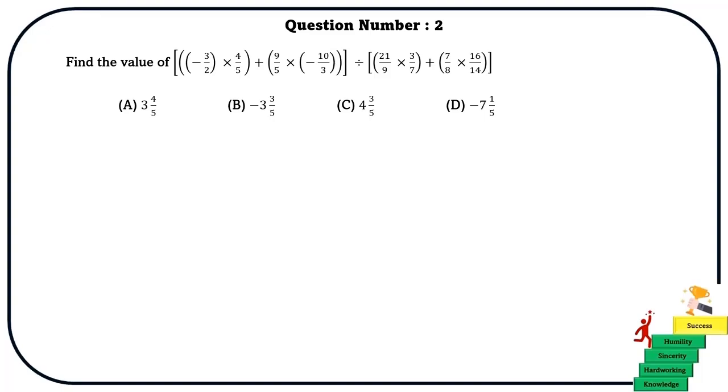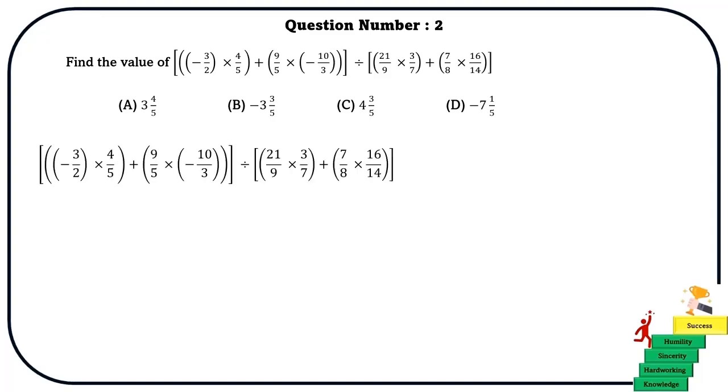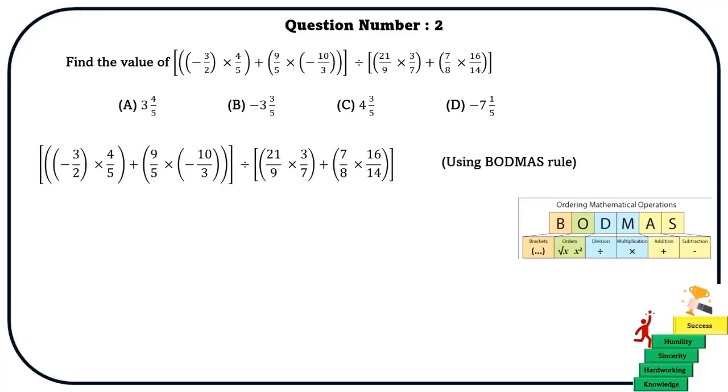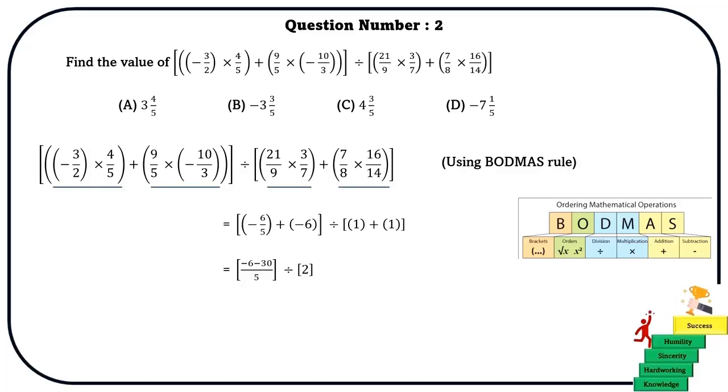Question number 2. Find the value of the given expression. In order to find the value of this given expression, we have to use the BODMAS rule. Now, according to the BODMAS rule, we have to solve the inner brackets first. So, let us do that. Then, we can simplify it further. After simplifying, we will get the final answer as minus 3 by 5.